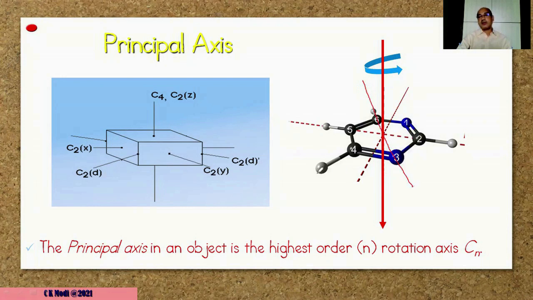Same way, the third one, this is the fourth one, right? This is the fifth one, and this is the sixth one. So how many C2s are there? 6 C2s and 1 C6 axis. So which one is considered to be the principal axis? The highest fold order rotation axis, that is C6, is considered to be the principal axis.